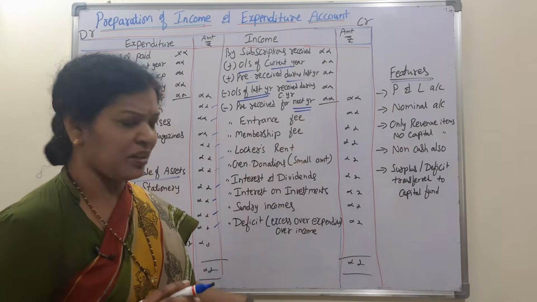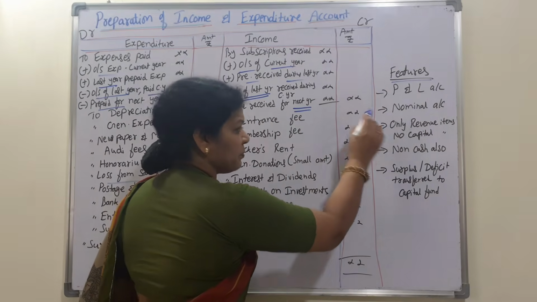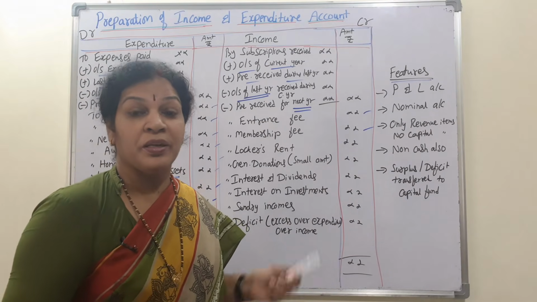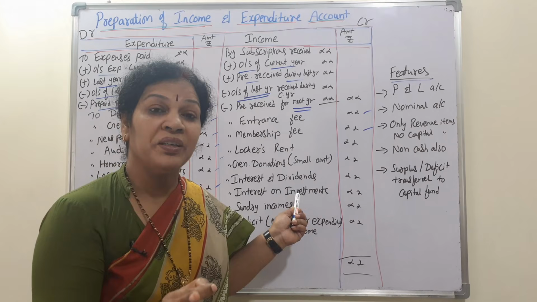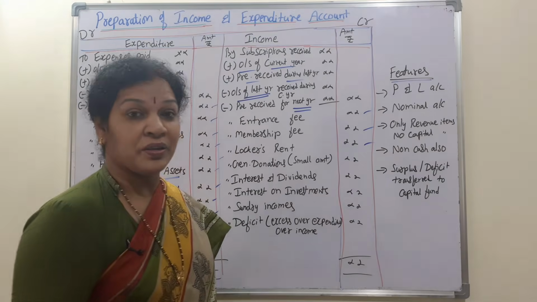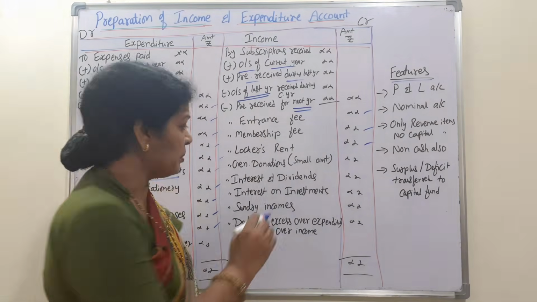Apart from that, the rest of the incomes like entrance fee income, membership fee income. Entrance fee, when we are keeping it, that's an income for us. Membership, some amount we are keeping, that's an income. Locker rent, we are giving lockers for rent, it's an income. Next, general donations. Please remember this point.